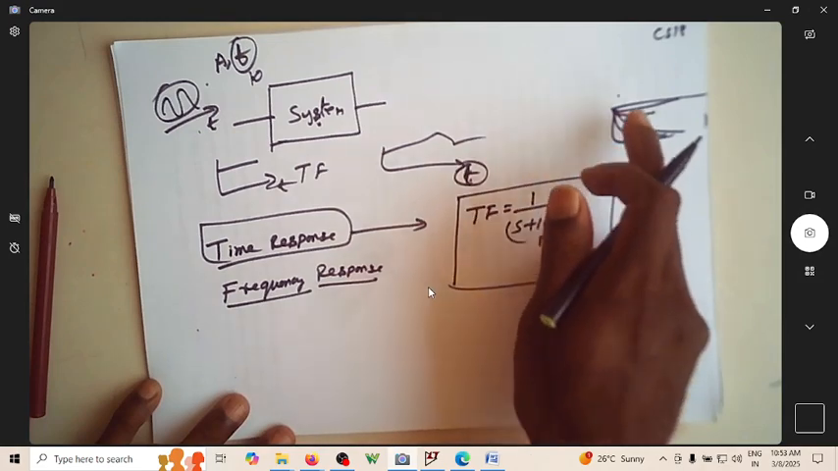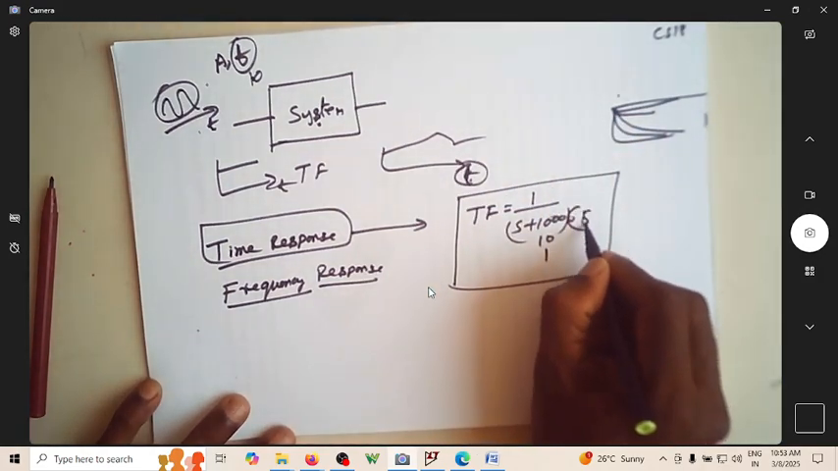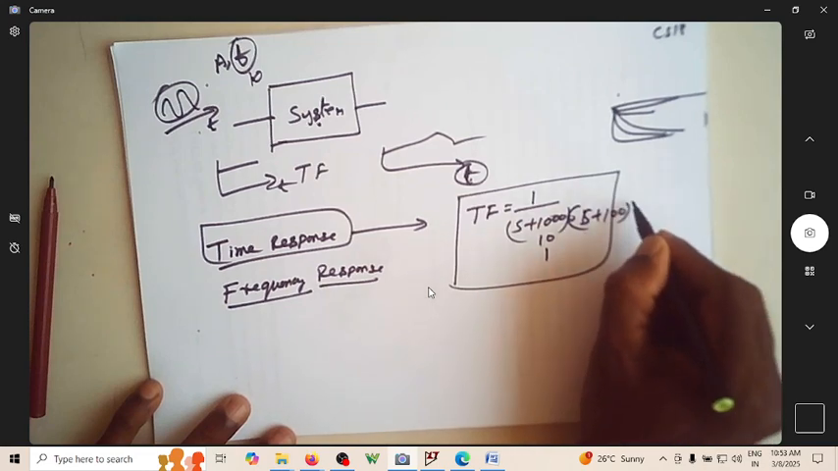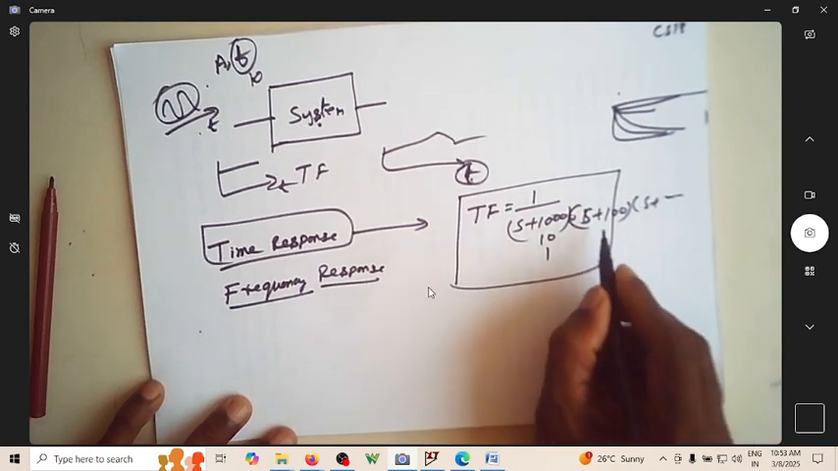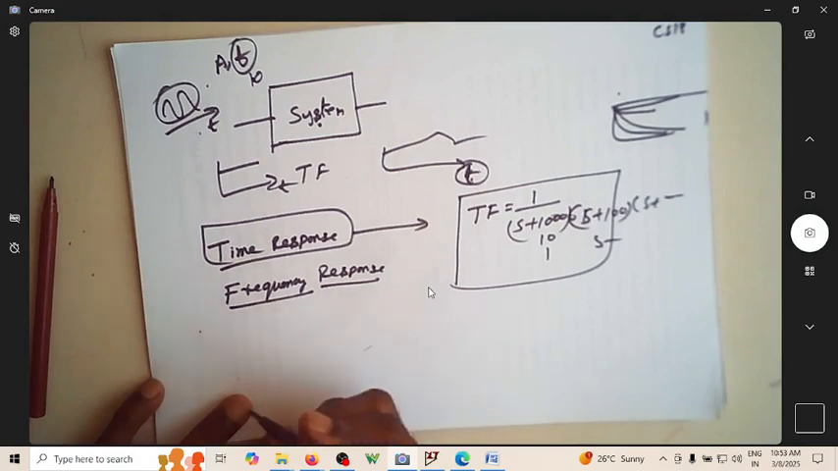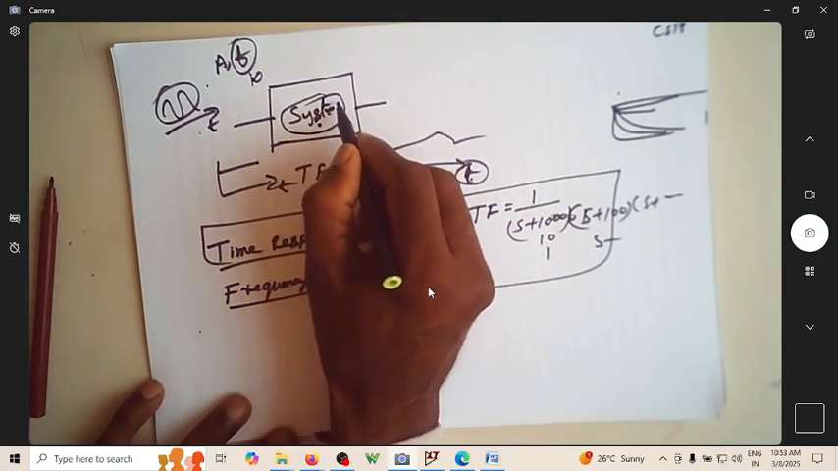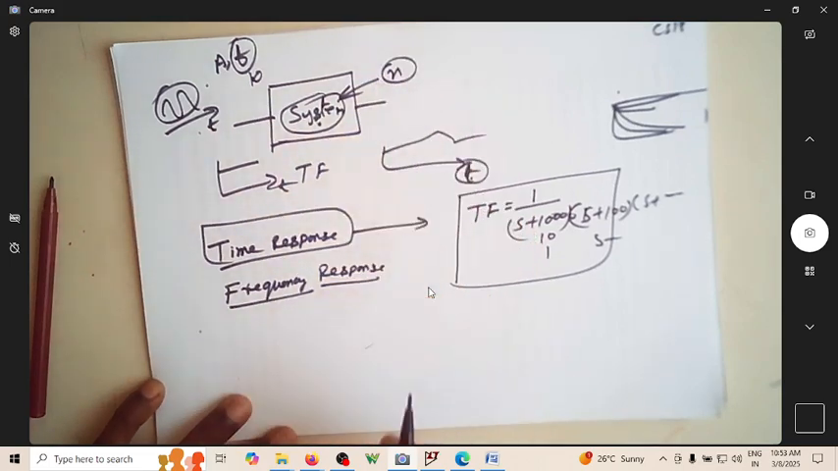If you have only one pole, it is this. If you have two poles, three poles, four poles, usually the number of poles in a system can be n.